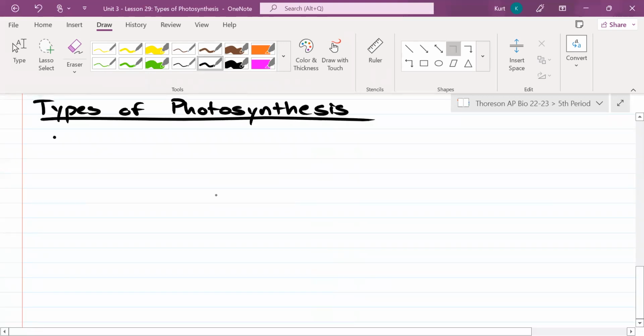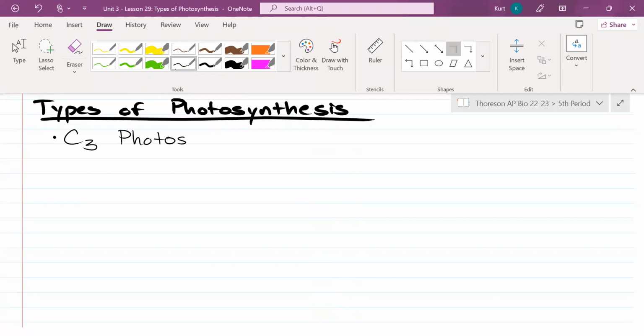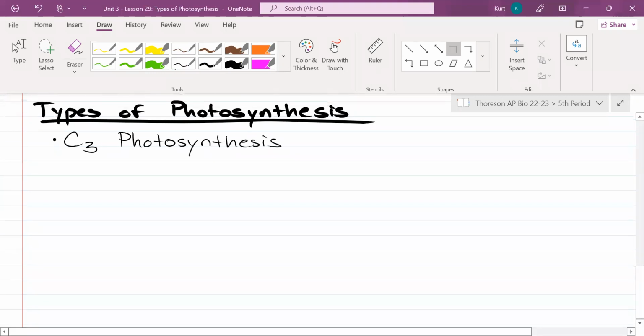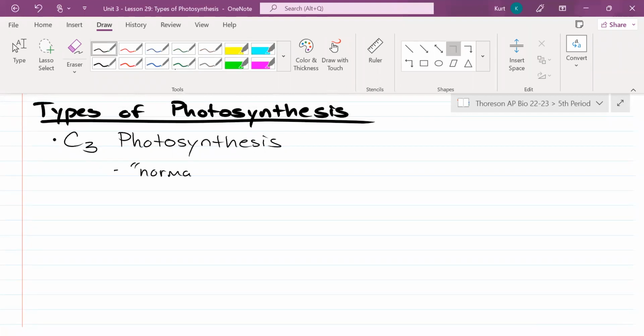The first type is called C3 photosynthesis, and the plants that do this are known as C3 plants. This can be referred to as normal photosynthesis. It's the most common. It's typically seen in parts of the world where you actually do experience all 4 seasons: spring, summer, autumn, winter.